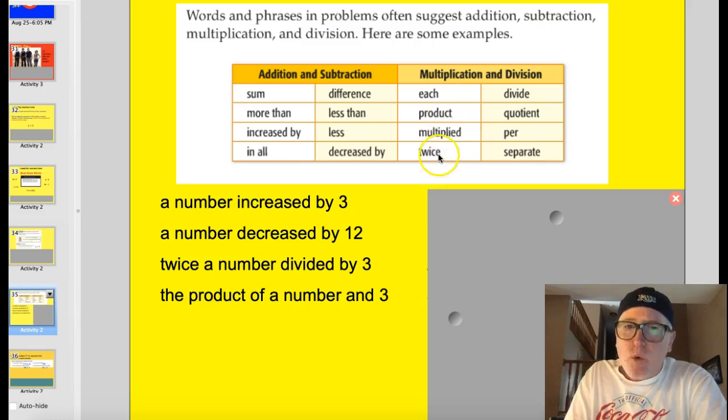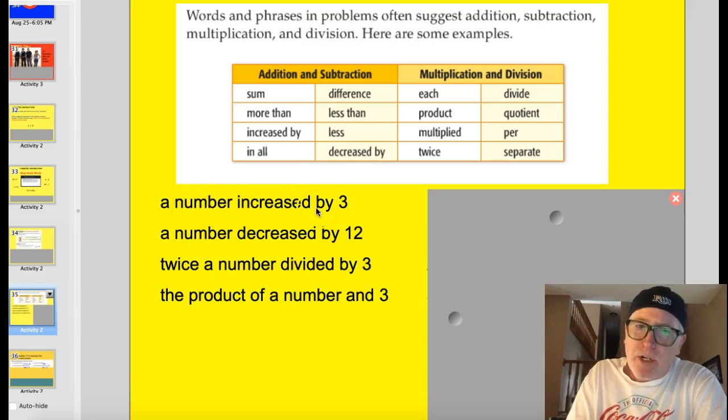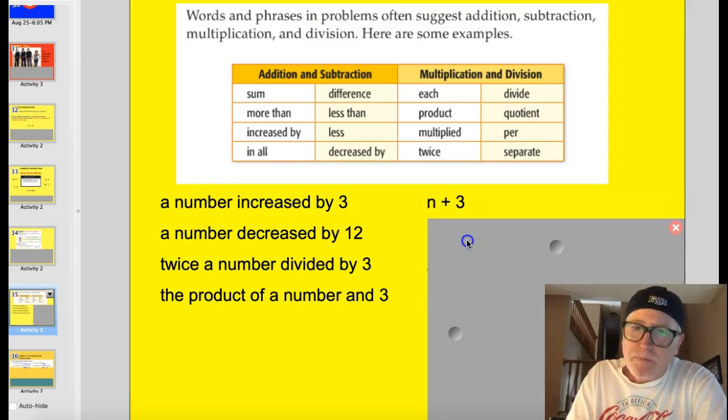Each, twice, difference, sum. These are some of the ones that kids struggle with. So keep those in mind. So let's try a couple of these here. A number increased by 3. Well, here's the number, and we increased it by 3. That means we're adding 3 to it.